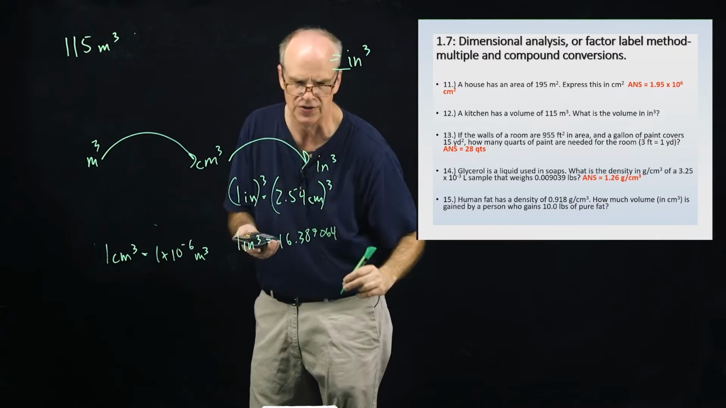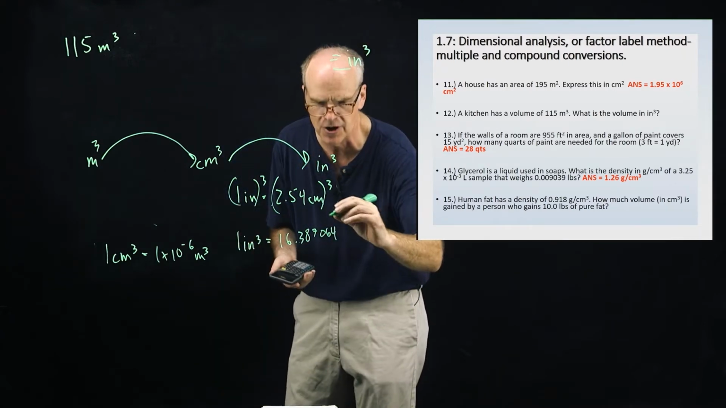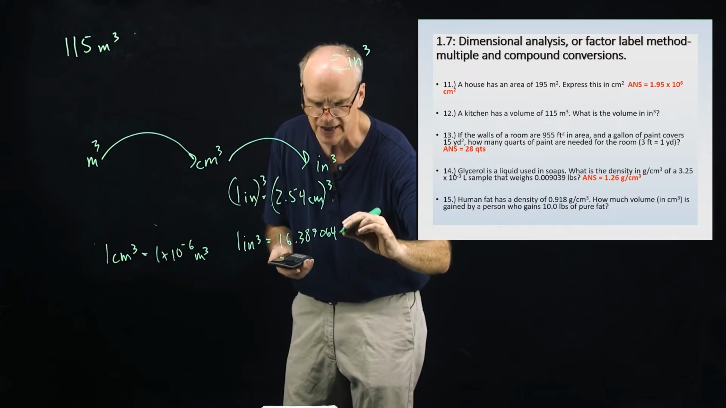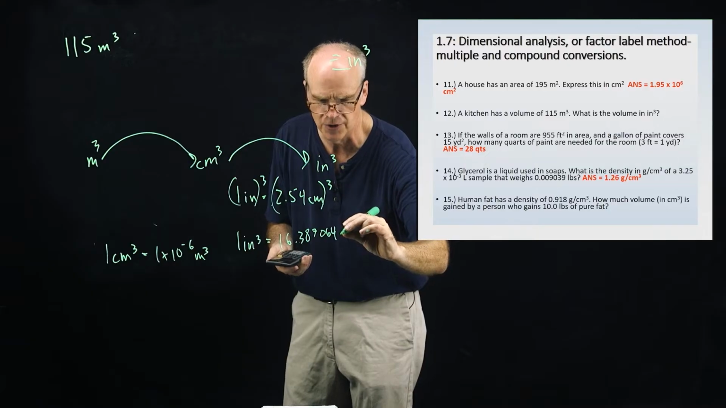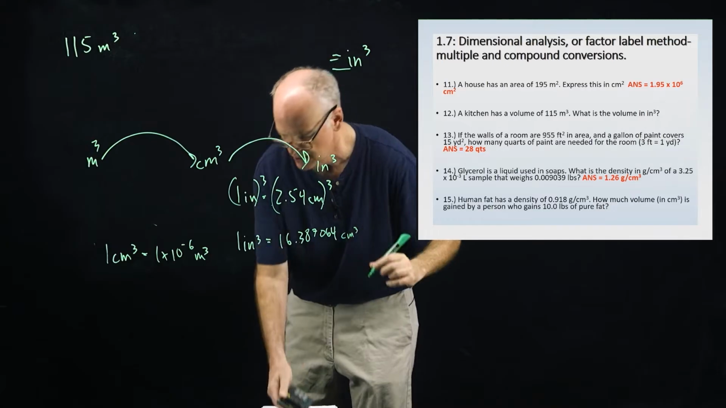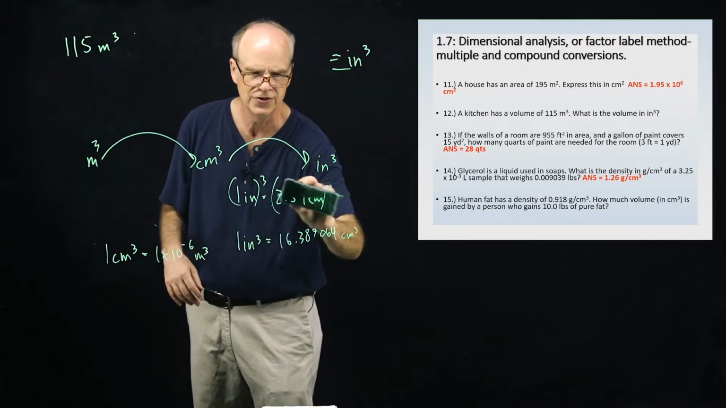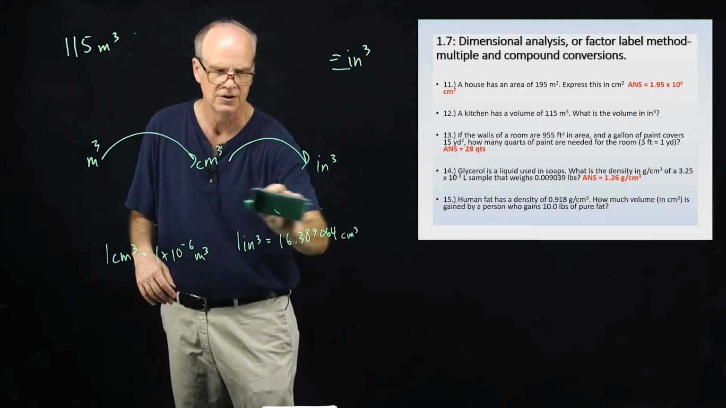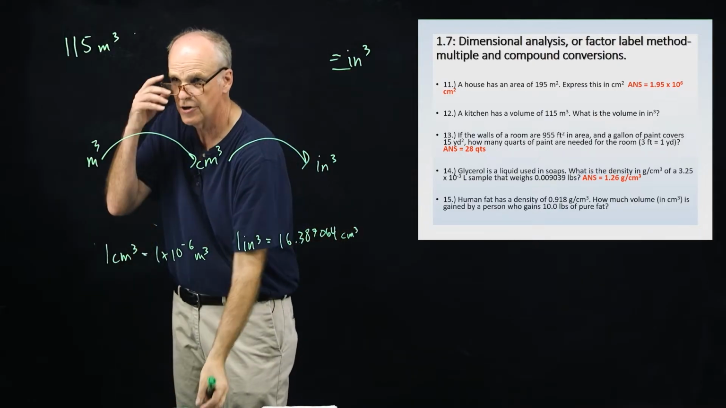16.38764 cm cubed. We want to keep all these numbers because remember we were talking about problem solving before. So in intermediate calculations, you want to keep all the numbers. So I'm just going to erase this here. Okay, so let's go ahead and solve the problem at this point.